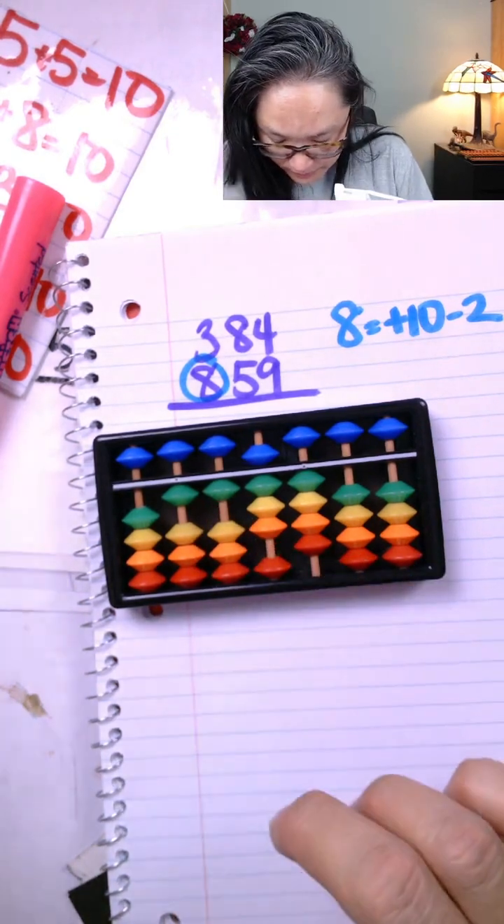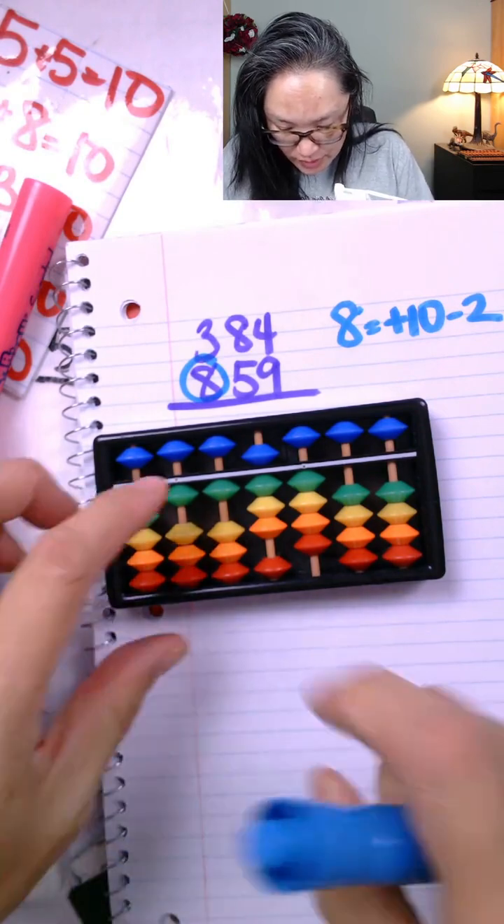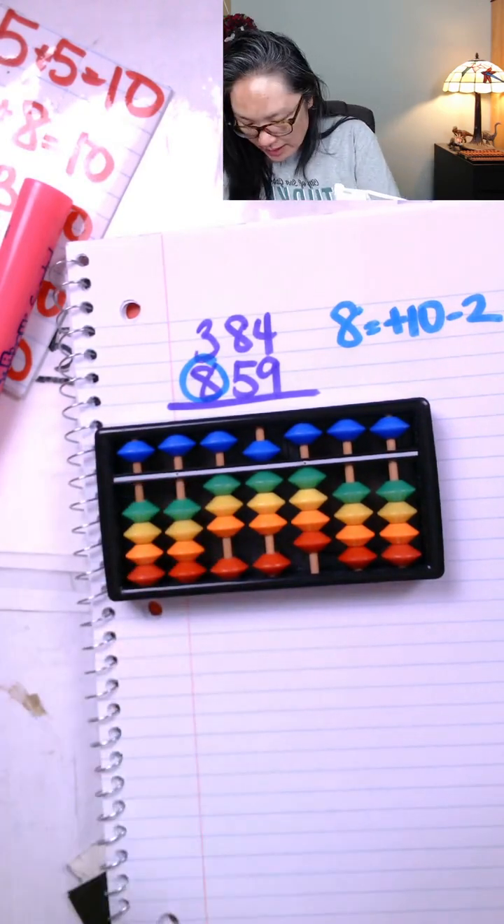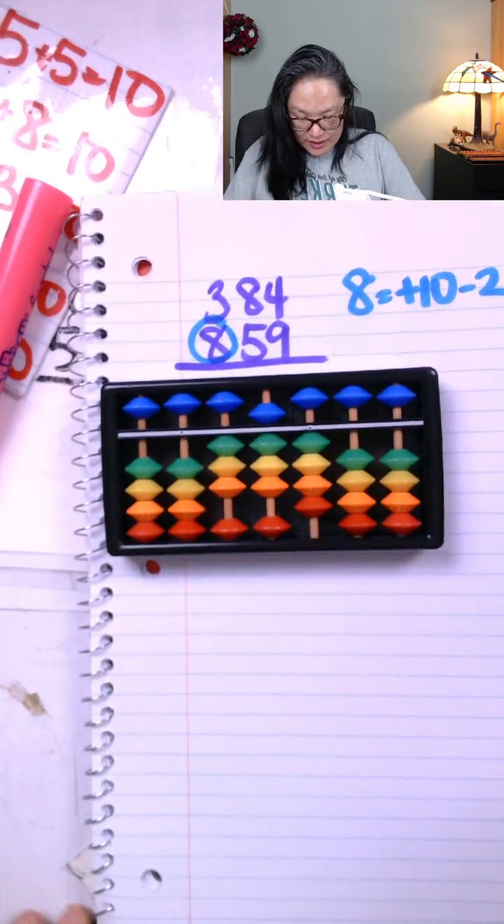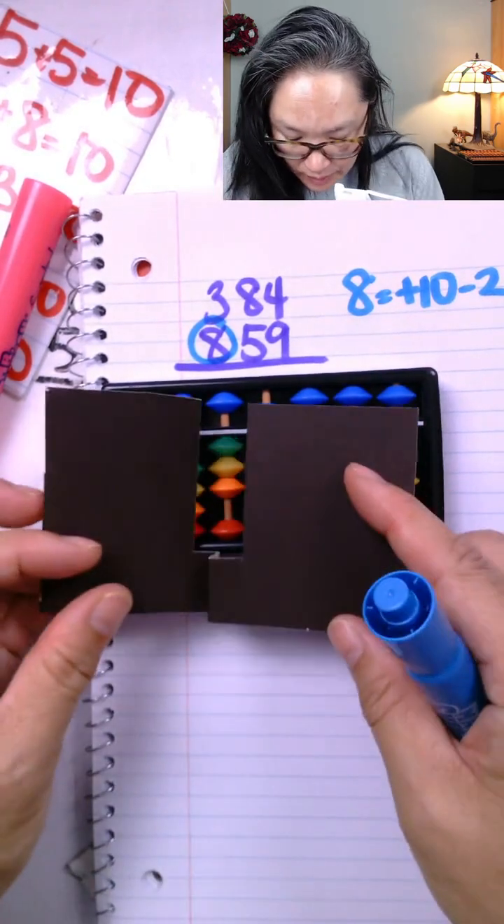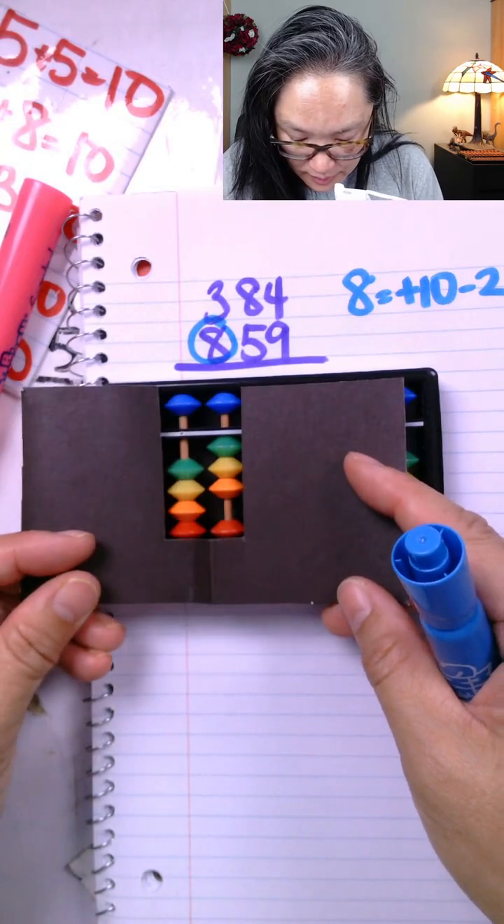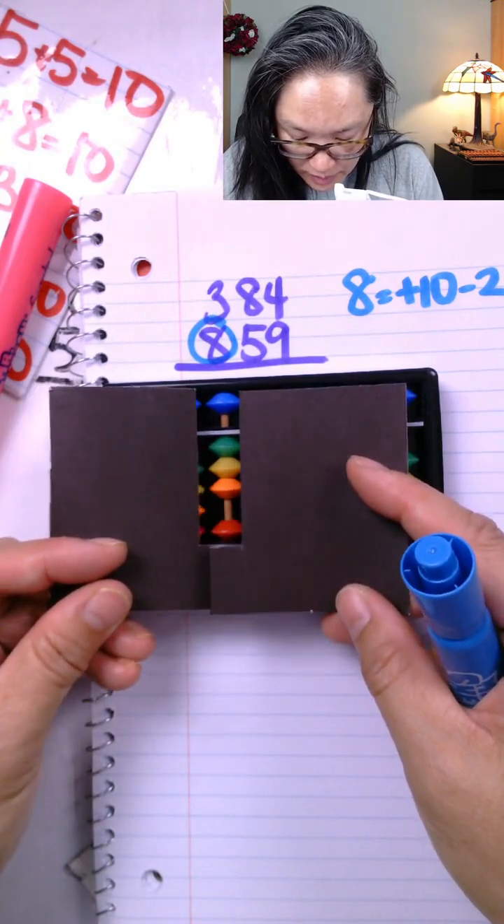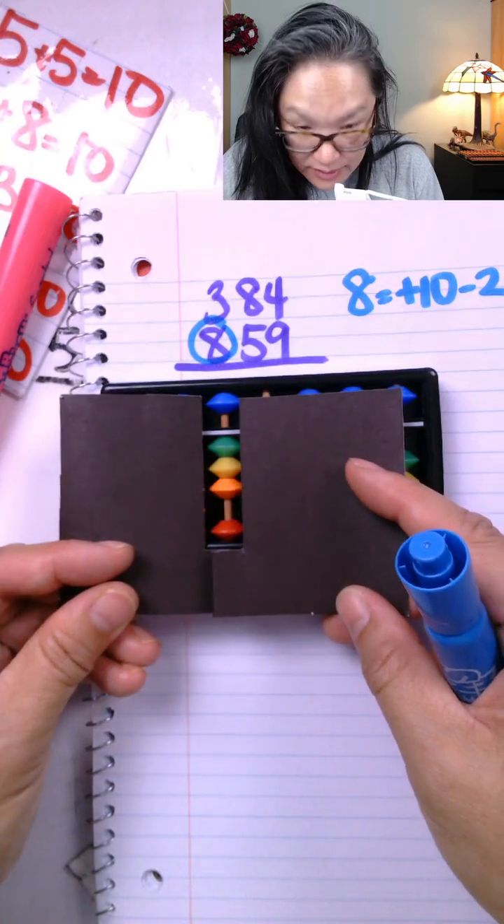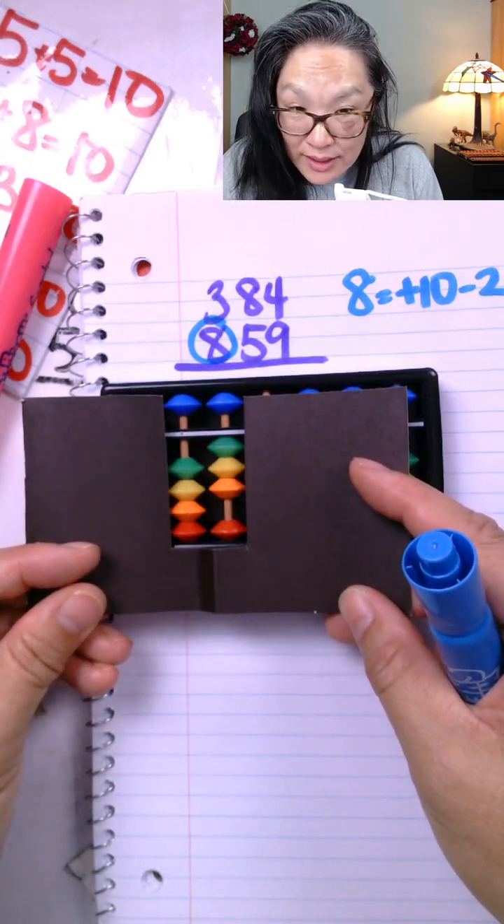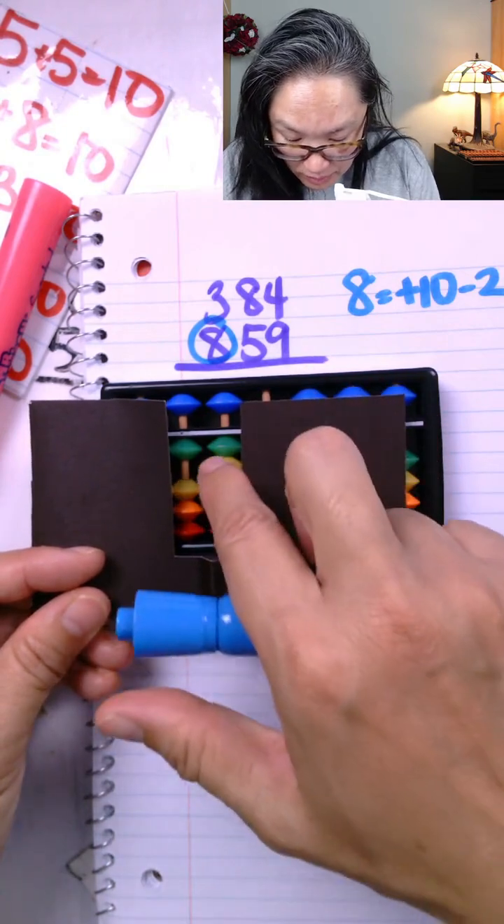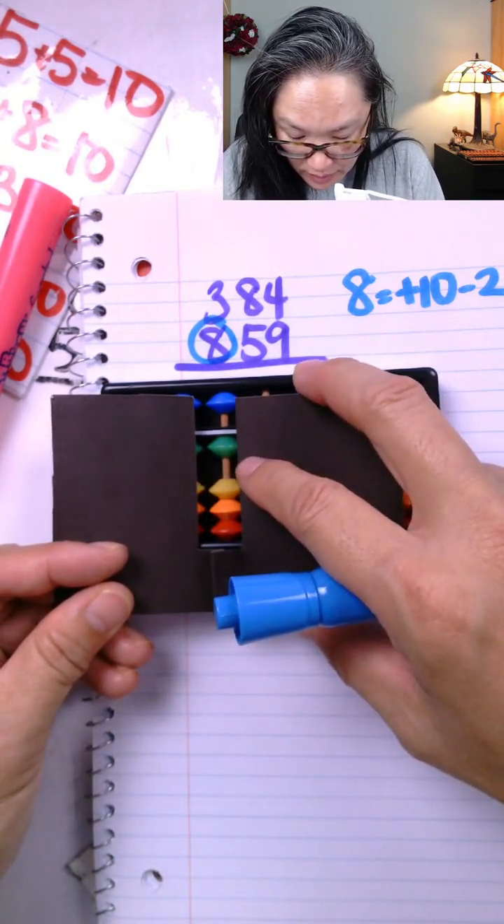What did I just do? I want to keep on this specific column. I'm going to plus the 10 minus the 2. Right? Plus the 10, minus the 2.